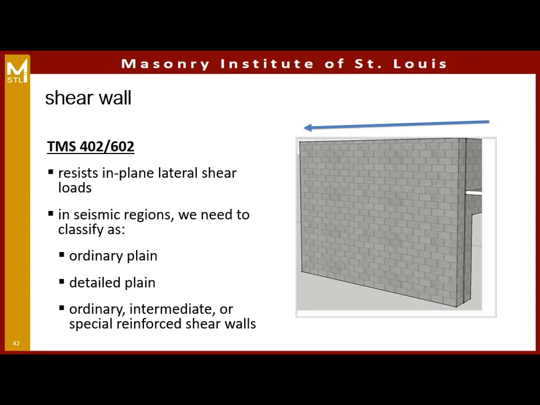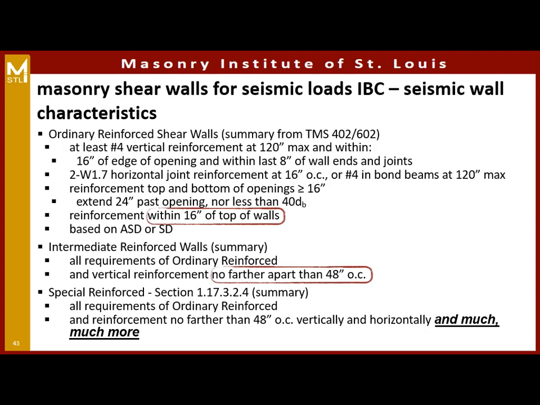So next we will move into some prototypes, and we'll talk specifically about some different types of walls that we see a lot in masonry construction. A shear wall is a wall that is part of the lateral system. It resists in-plane shear loads. And in seismic regions, we need to classify our walls as ordinary or detailed plain walls, or ordinary, intermediate, or special reinforced shear walls. And some of those requirements for each are shown here from the TMS code.